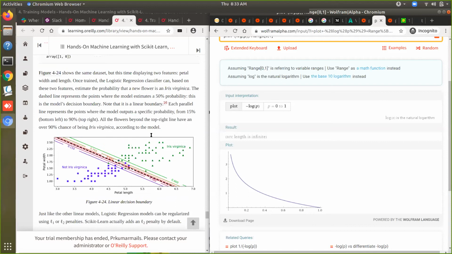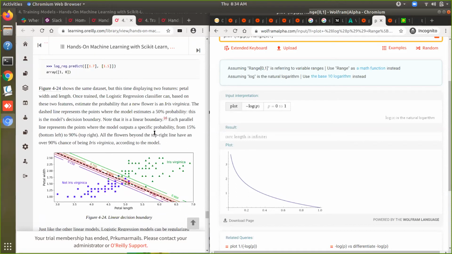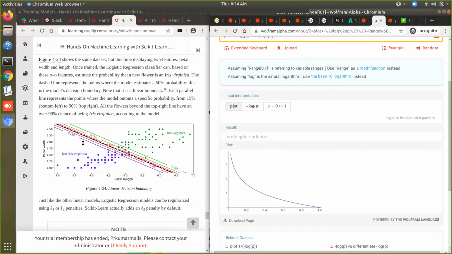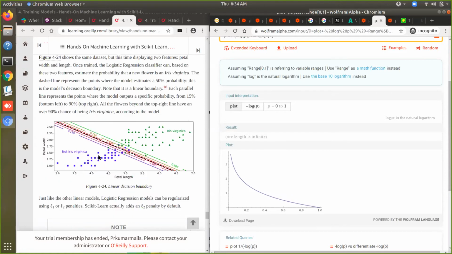Here most of the queries will get answered. Here we are seeing petal length and petal width, and the dark black line is the cutoff that corresponds to 0.5. Then another one is 0.75 and another one is 0.90. Similarly, in the lower plot it goes from 0.15 to 0.90. We have different cutoffs plotted here.